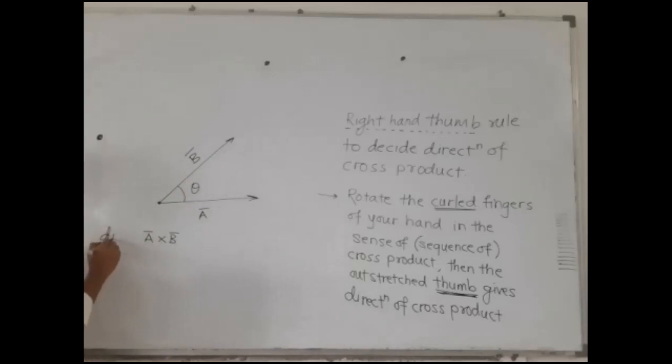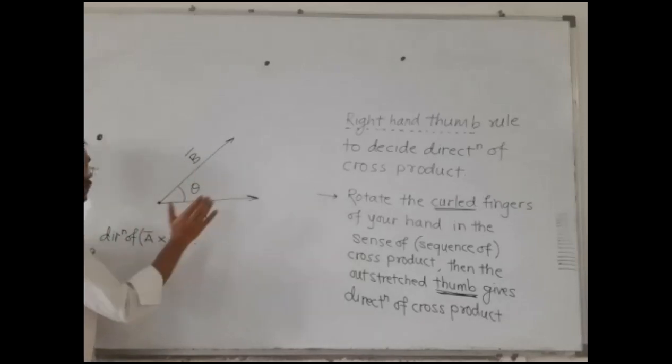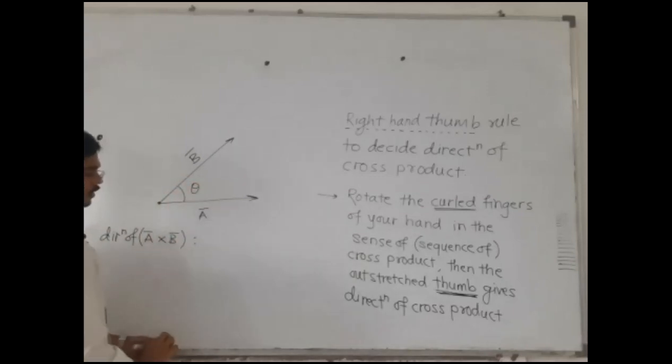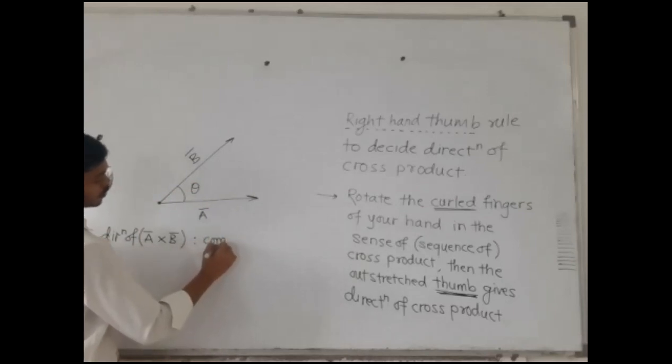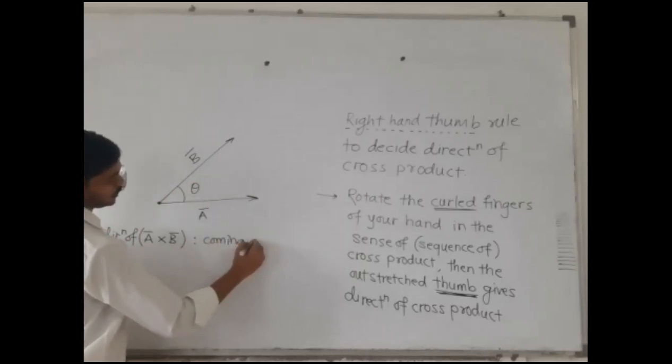So you can write direction of A bar cross B bar. Right hand वापरायचं आहे. Curled fingers नी A cross B करा. Curled fingers A कडून B कडे गेल्या पाहिजेत. A cross B, thumb will point out. So direction of cross product is coming out.